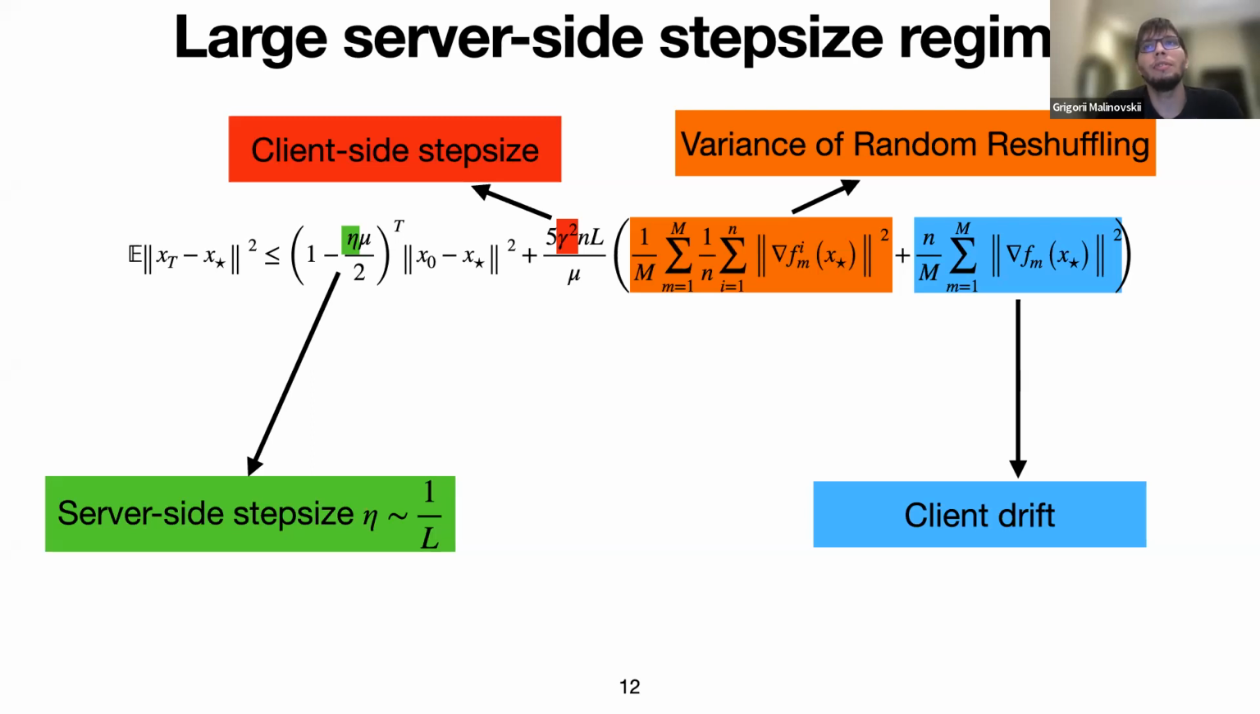So if epsilon is not super small, we can set this option for gamma, and it would be okay for our purposes. And here we can set eta to be 1 over L, and the total complexity would be just like the complexity of gradient descent: kappa multiplied by log 1 over epsilon.